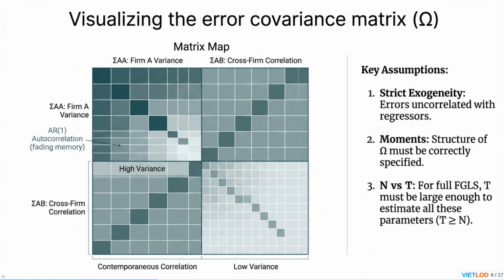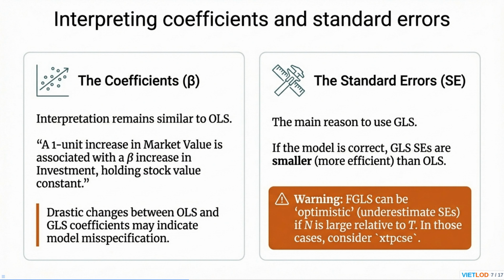To successfully implement feasible generalized least squares, we rely on three key assumptions. First, strict exogeneity, meaning errors are uncorrelated with our independent variables. Second, the precise structure of omega must be correctly specified. And critically, for the most comprehensive FGLS models, the number of time periods t must be large enough to reliably estimate all these parameters, generally requiring t to be greater than or equal to m.